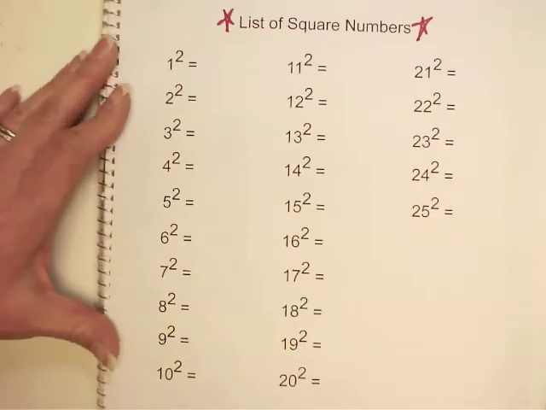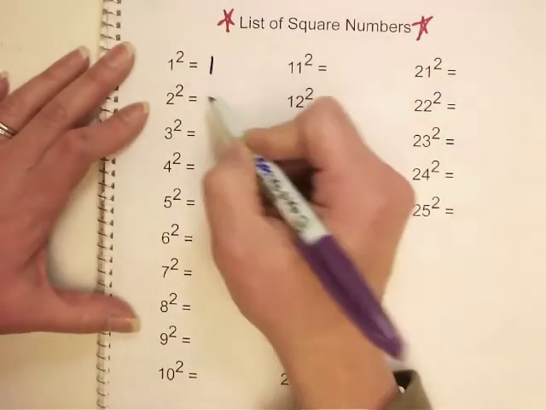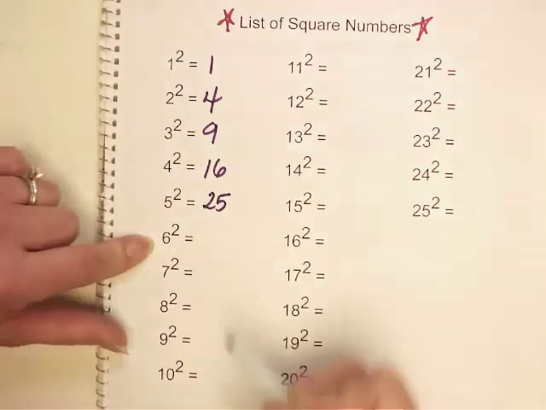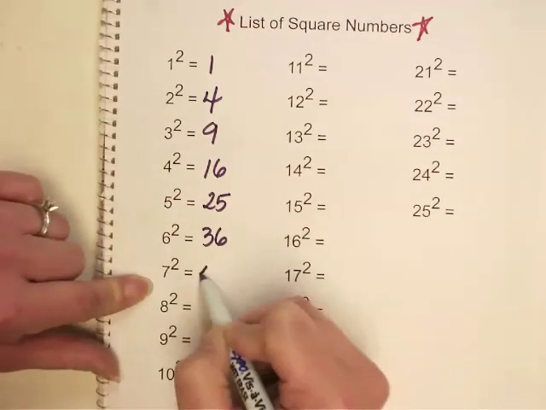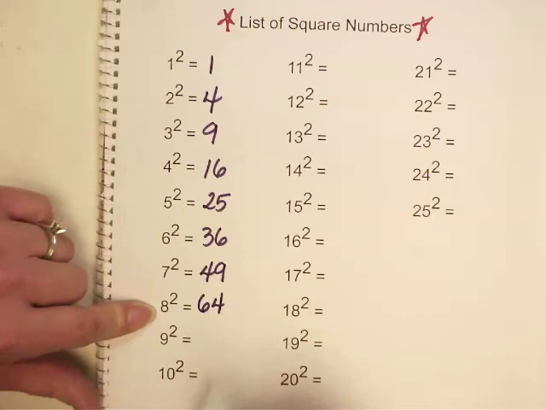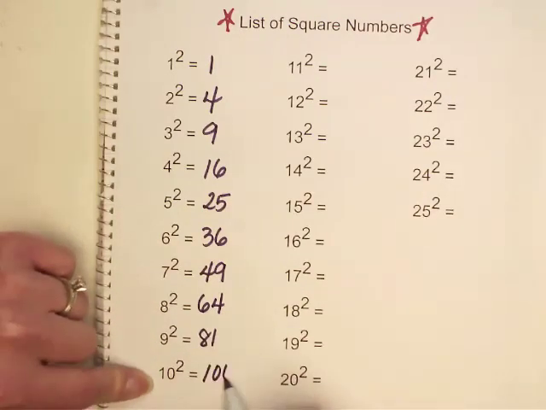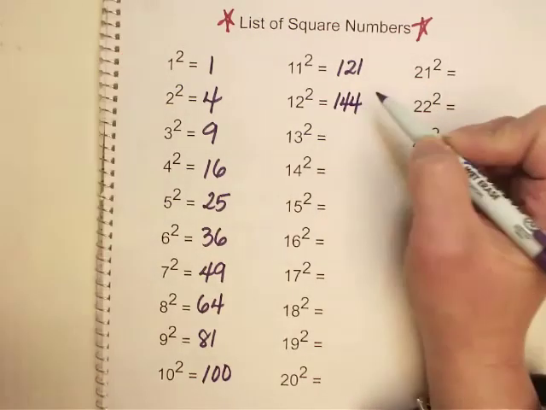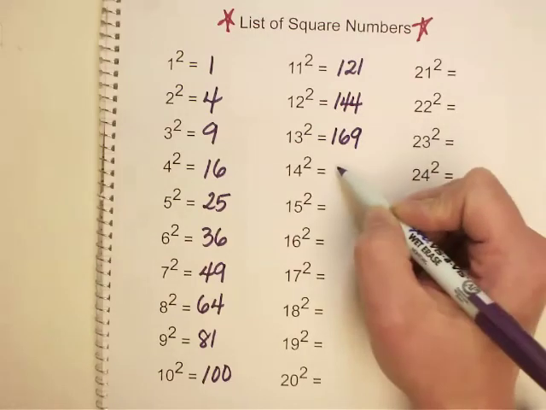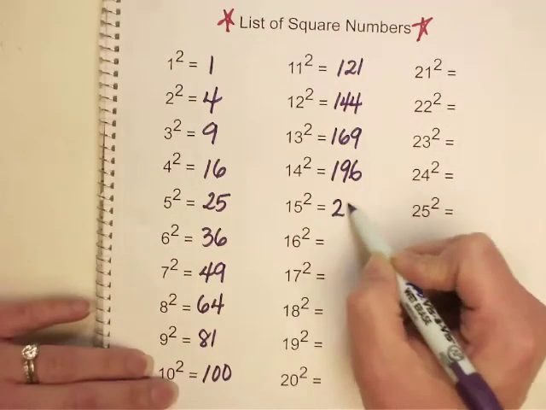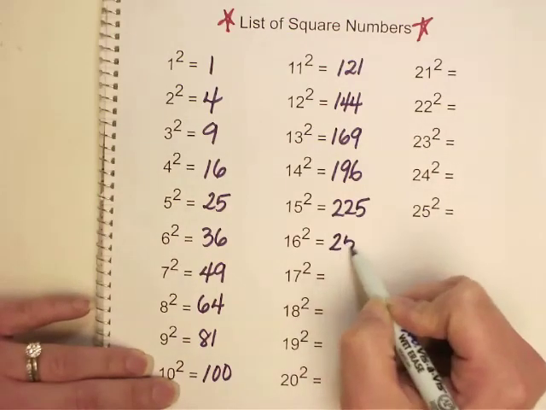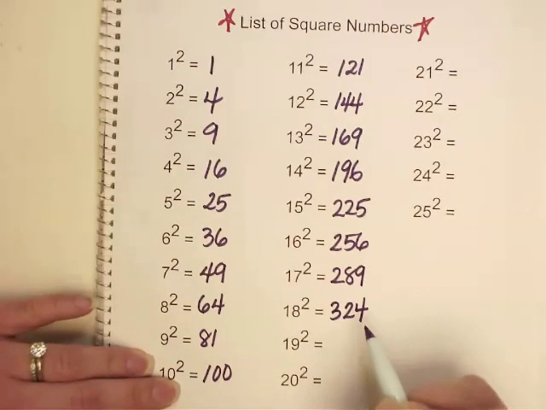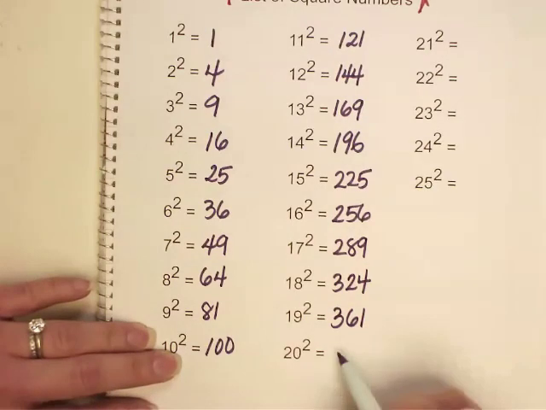1 squared is 1. 2 squared is 4. 3 squared, everyone should know, is 9. 4 squared is 16. 5 squared is 25. 6 squared, 36. 7 squared is 49. 8 squared is 64. 9 squared is 81. 10 squared, 100. 11 squared is 121. 12 squared is 144. 13, 169. 14, 196. 15, 225. 16 is 256. 17 is 289. 18, 324. 19 is 361. 20, we should all know, 400.